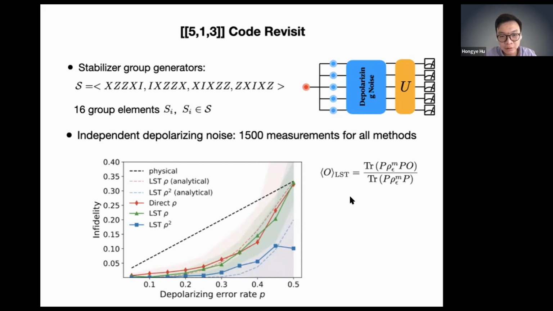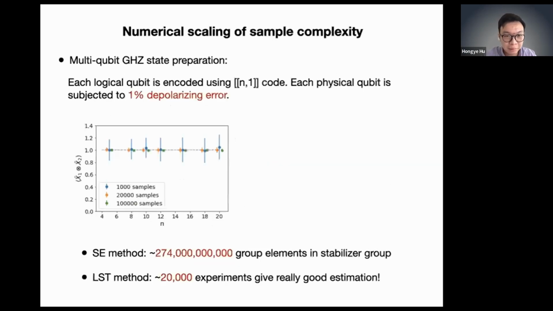Suppose we have multiple logical qubits, then the number of group elements in the stabilizer group will be enormous, and the direct methods will fail. So now let's take a look at the multiple logical qubit cases. We consider a multi-logical qubit GHZ state preparation. Each of the logical qubits is encoded with n physical qubits, and we assume each of the physical qubits is subjected to 1% depolarizing error.